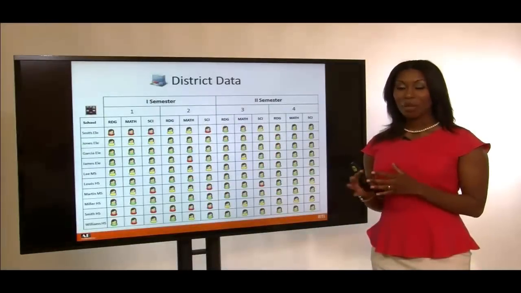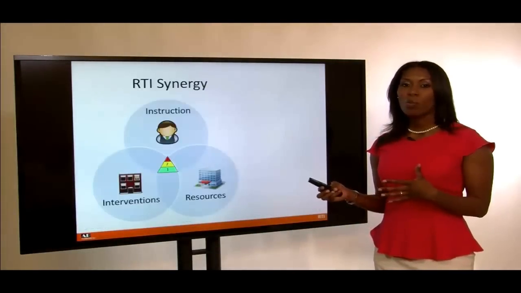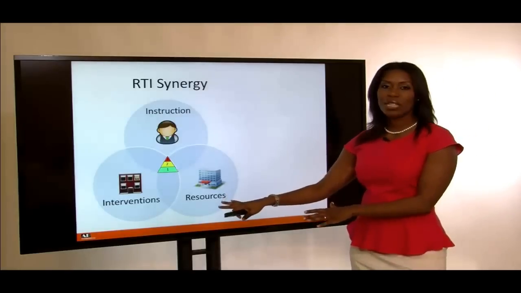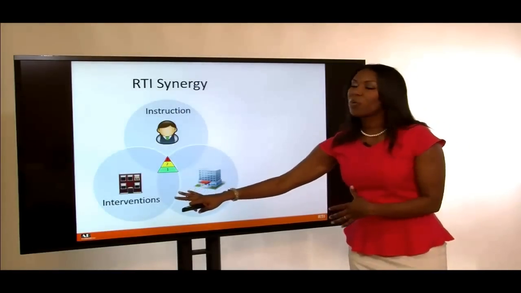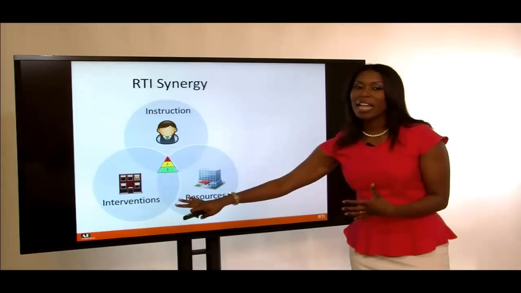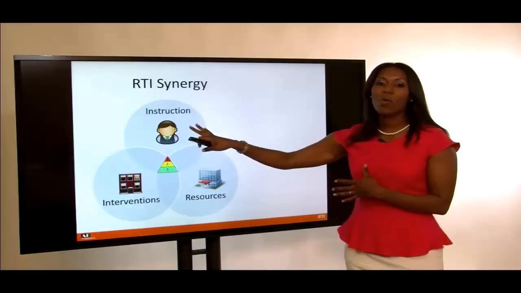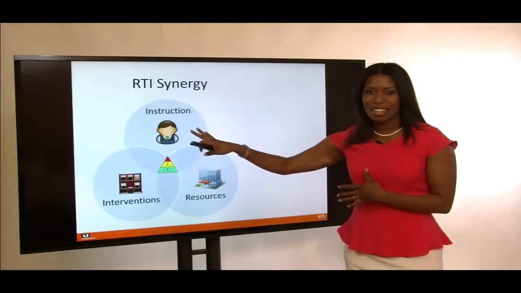The implementation of this process will promote what we call RTI Synergy, what puts us all on the same page. Here, our districts will provide the resources and systems for data collection and data analysis. The school will provide high-quality interventions, high-quality data collection and training for both teachers and parents. And then our teachers will provide high-quality instruction and data collection with accuracy and consistency.